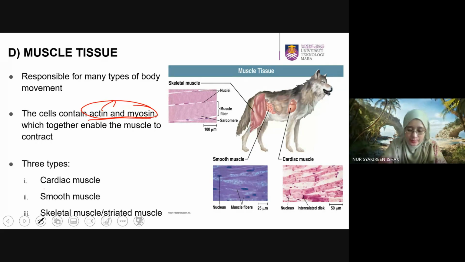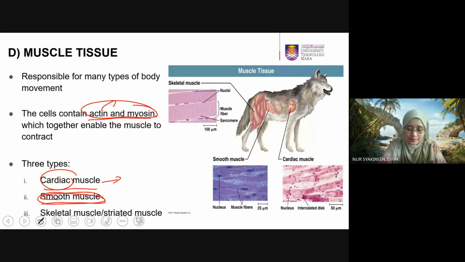There are three types of muscle tissue. We have the cardiac muscle, which can be found in the heart. One of its abilities is that it is able to generate electrical impulse, causing the muscle to contract and relax. The contraction of heart muscle is due to cardiac cells that can generate electrical impulse.